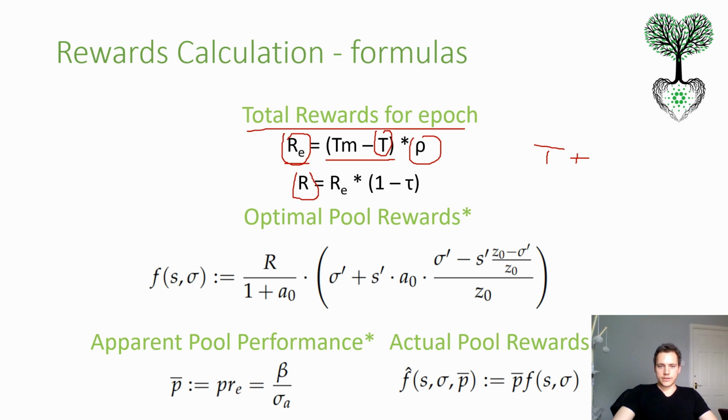And then R is the actual, I mean, when I say actual, I mean the amount of rewards that is available for stake pools once the treasury tax is taken out of the total amount. Now we can use this R to calculate the optimal pool rewards. When I say optimal and put a star there, I mean that it assumes 100% pool performance. Well, 100% apparent pool performance.